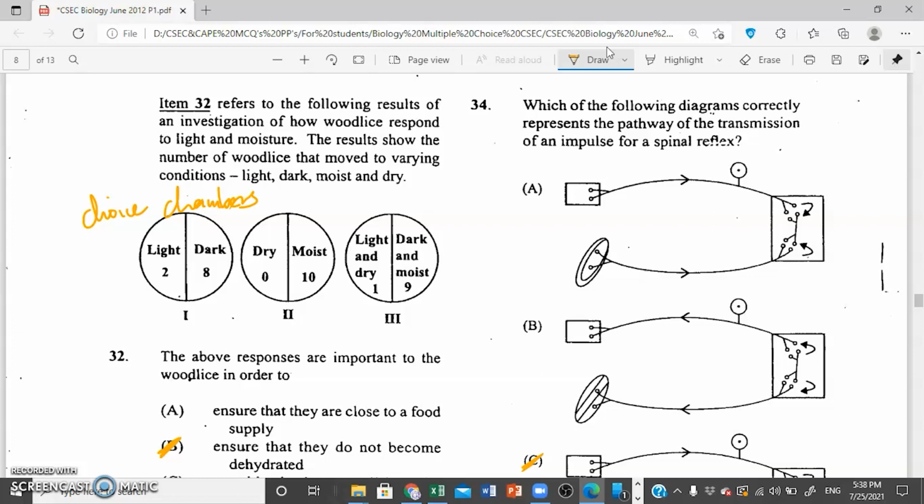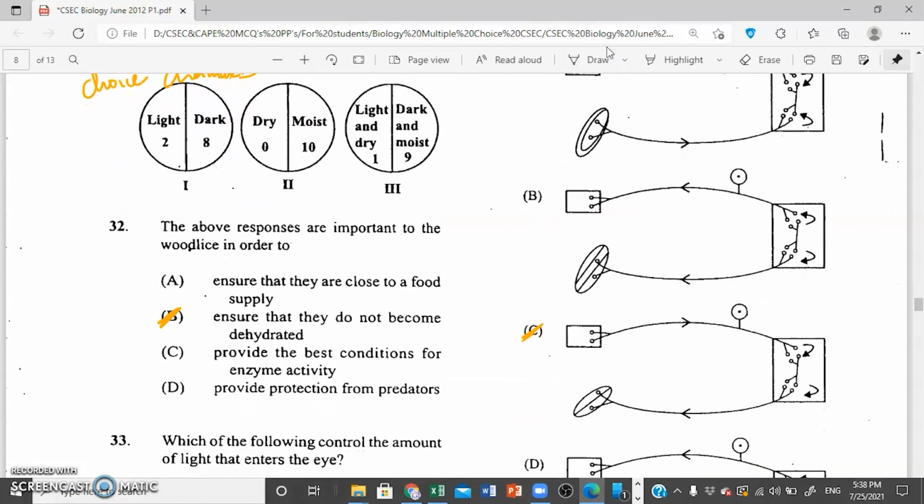And with light and dry, they did not prefer it, but they prefer dark and moist. So the above responses are important to the woodlice in order to prevent dehydration. They prefer a dark and moist environment to prevent them from becoming dehydrated, so the answer here is B, ensure that they do not become dehydrated.